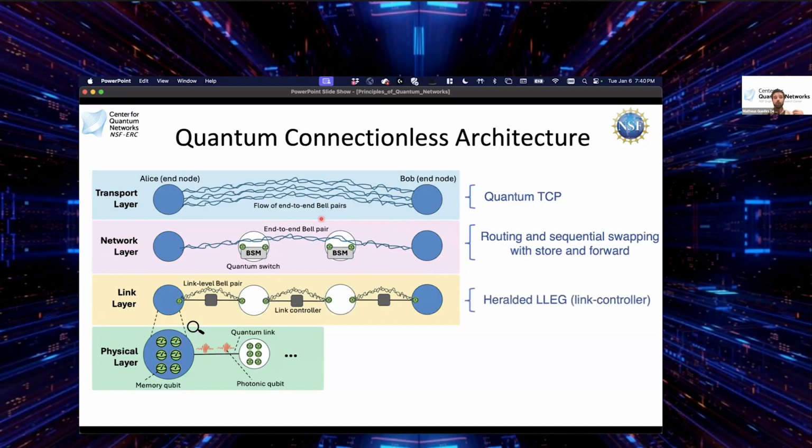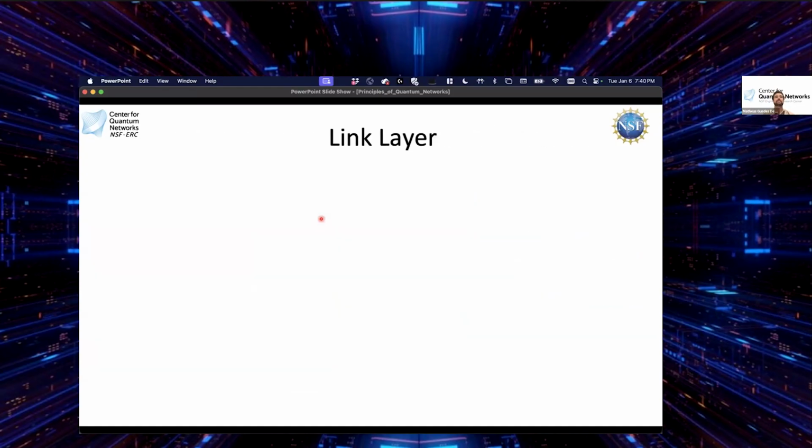For the link layer, we're going to do heralded link level entanglement generation utilizing a device called the link controller that will essentially determine how to generate link level entanglement. And finally, in the physical layer, we have all types of quantum operations that we need to really do this with the physical qubits that we have. Okay, so let's see how the link layer goes.